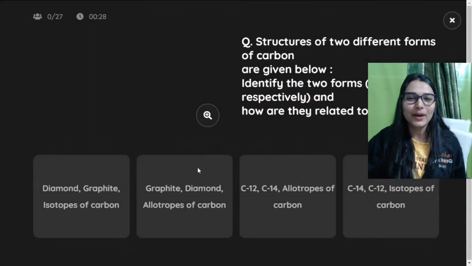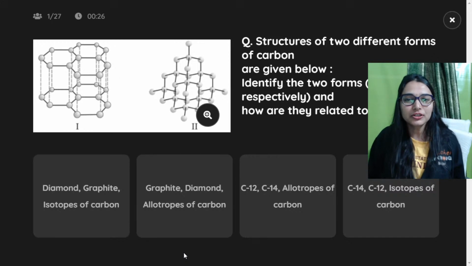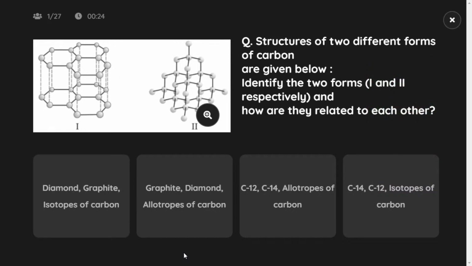Okay, the first question on the screen. Structures of two different forms of carbon are given below. Identify the two forms and how they are related to each other. Diamond, graphite, they are isotopes of carbon. Graphite, diamond, allotropes of carbon. Carbon 12, 14 allotropes; 14, 12 isotopes. Yes, done everybody?